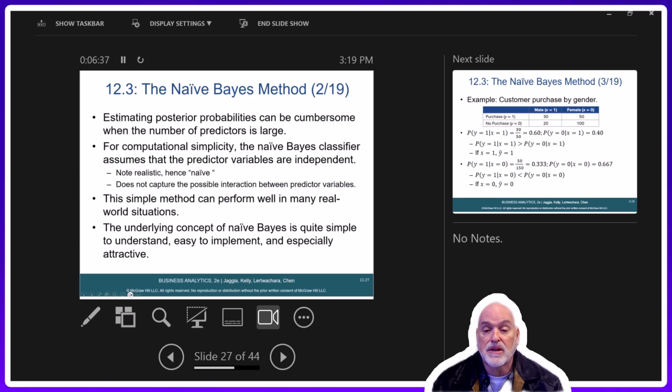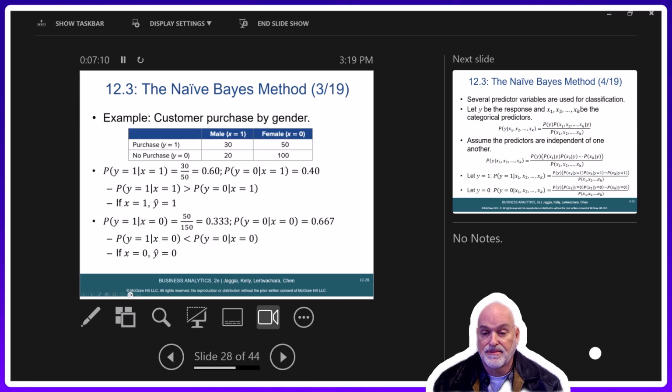Estimating posterior probabilities can be cumbersome when the number of predictors is large. For computational simplicity, the naive Bayes classifier assumes that the predictor variables are independent. Not realistic, hence naive. It doesn't capture the possible interaction between predictor variables. This method is simple and can perform well in many real-world situations. The underlying concept of naive Bayes is quite simple to understand, easy to implement, and especially attractive. Here's an example, customer purchase by gender.